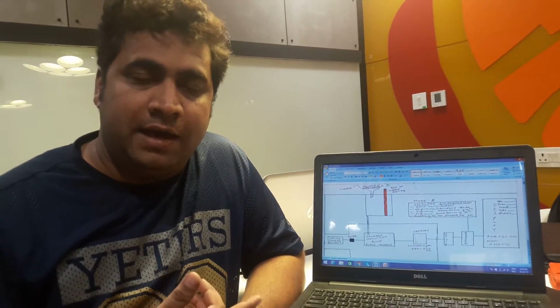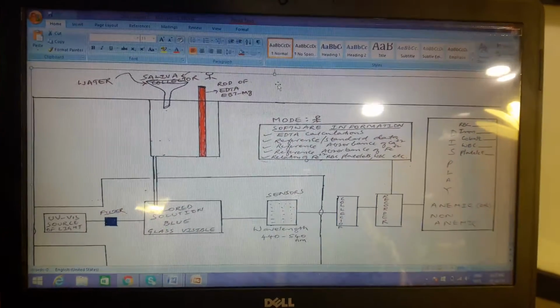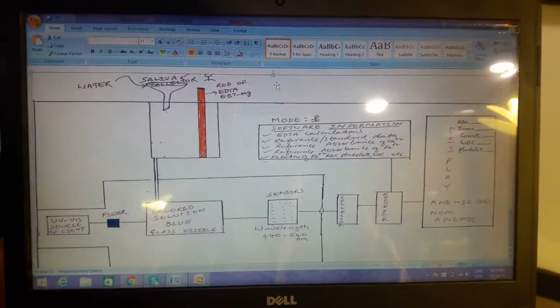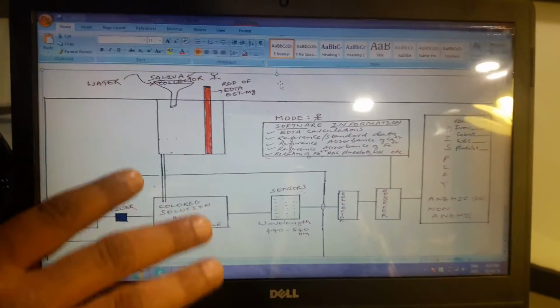But how can we profile the calcium ion? So here I have brought an idea. How can we bring it up? So now the basic diagram involved in my idea is this, the diagrammatic representation.